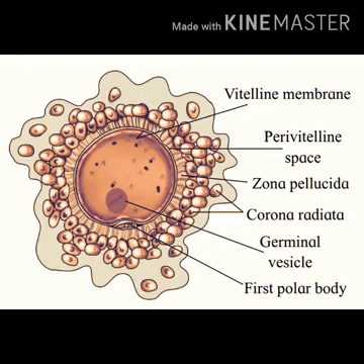Secondary oocyte is approximately 0.1 mm, that is 100 microns in size. It is a rounded, non-motile and haploid female gamete. The nucleus of the egg appears large and is called germinal vesicle. Typical nucleus or pronucleus is formed at the time of fertilization.